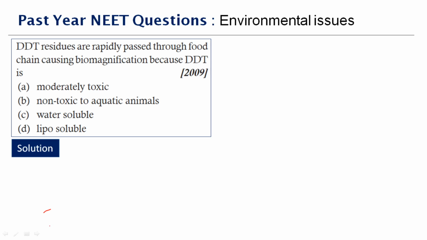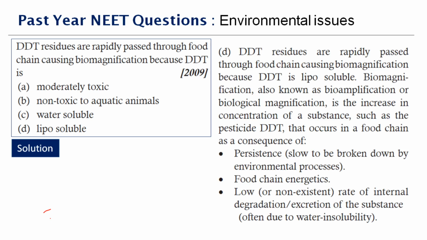So what is that actually? It is the increase in the concentration of a substance, such as the pesticide DDT, that occurs in the food chain as a consequence of persistence, food chain energetics, and a slow or non-existent rate of internal degradation or excretion of the substance, and that will lead to water insolubility. Therefore the right answer to this question is option D, liposoluble.